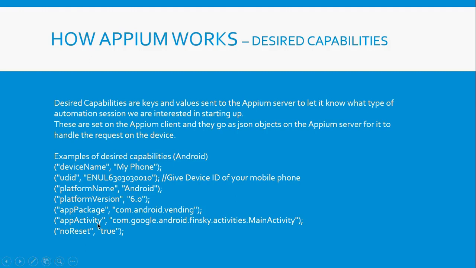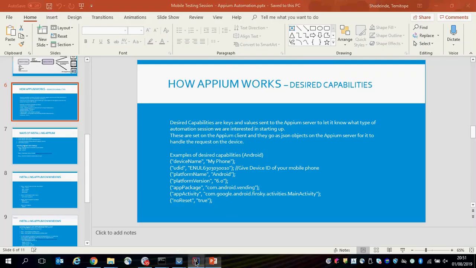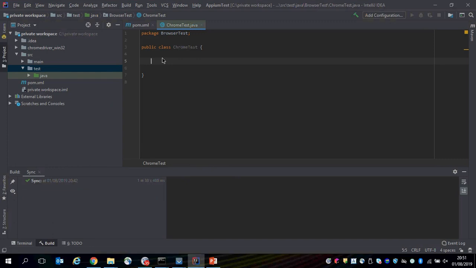Tonight we will skip the application package and application activity because this is specific to native apps. Tonight, what we are going to be doing is testing web apps on the mobile device here. So I'll just go back to my IntelliJ. The first thing you need to do is to set up your desired capabilities.